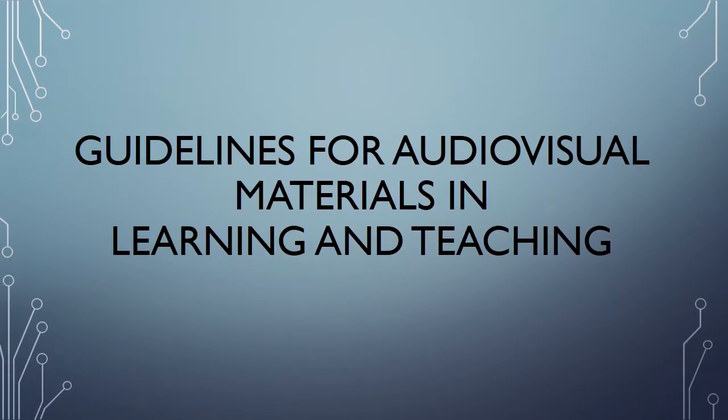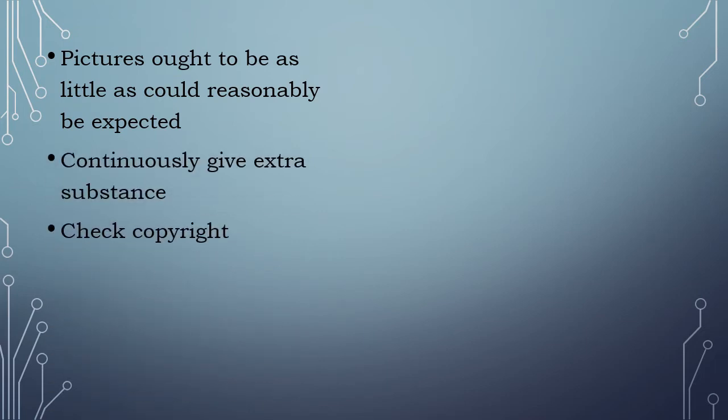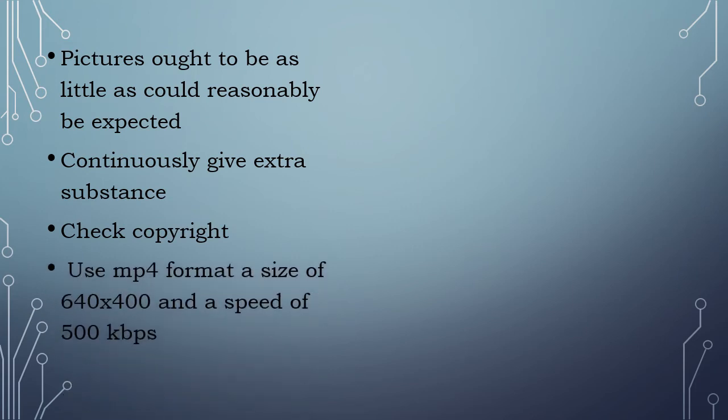Guidelines for audiovisual materials in learning and teaching. Pictures ought to be as few as reasonably possible. Always give extra substance. Do not forget to check copyright. Use MP4 format, a size of 640 by 400, and a speed of 500 kbps.